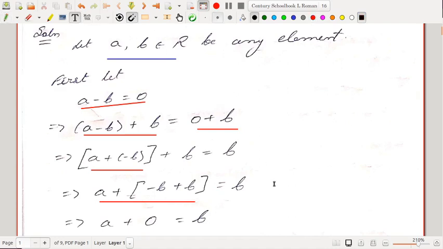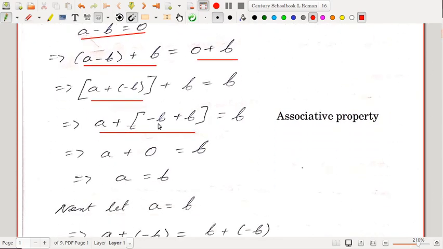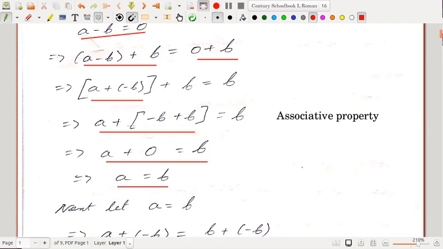Here I have not written it, but please, while answering these questions in an exam, mention these properties. This is by the associative property, by which we can change the brackets. Then in the next step we get A plus minus B plus B is 0 by the property of additive inverse. Minus B is an element of the ring which when added with B gives you the 0 element. So A plus 0 is B, and A plus 0 is again A by the properties of a ring. So we conclude that A is equal to B.